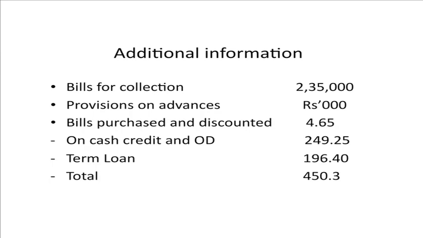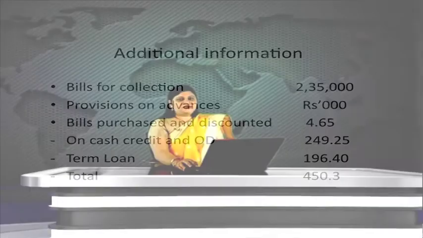Now, what we are going to do is, in the advances schedule we will subtract the provisions, and in the P&L it will be reflected under provisions and contingencies. So, the double impact of this adjustment will be given. Bills for collection will be reflected as additional information in the form of notes to accounts. A simple disclosure will be given after the balance sheet.